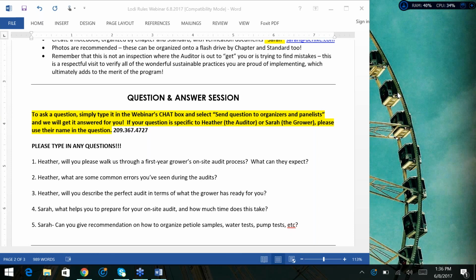And so on one of my pages for our next audit, I have a list of binders that I keep in my notebook of what we need to pull for the next time we have an audit. So I know that I need to pull the irrigation binder, the safety log, the pump test reports, and the HR binder. All of those things are too big for us to keep in our Lodi Rules binder, so we keep them separately and just pull them out for Heather to look at when she comes.